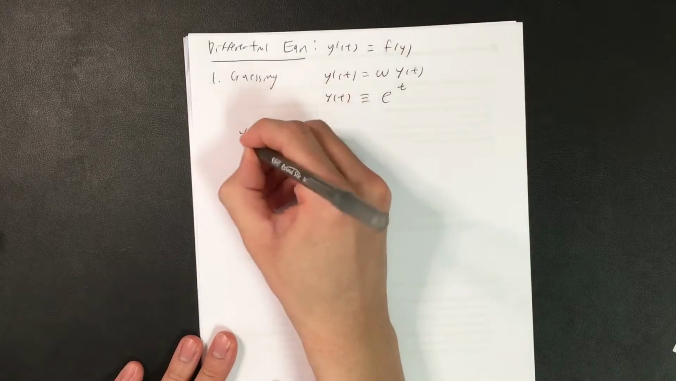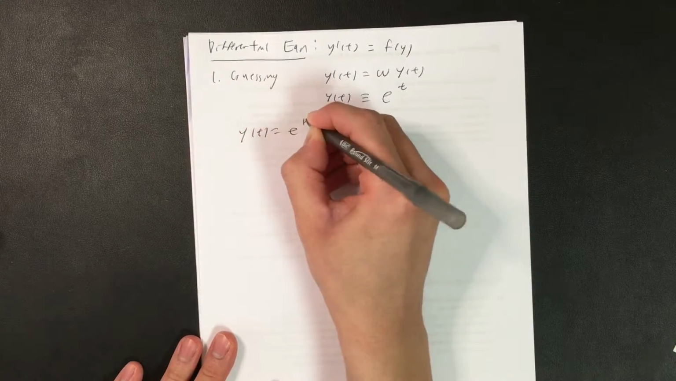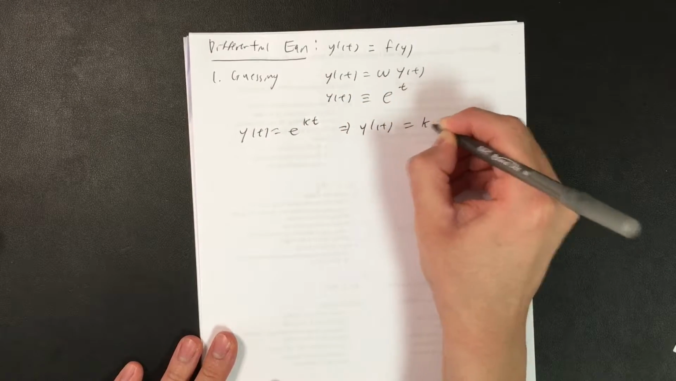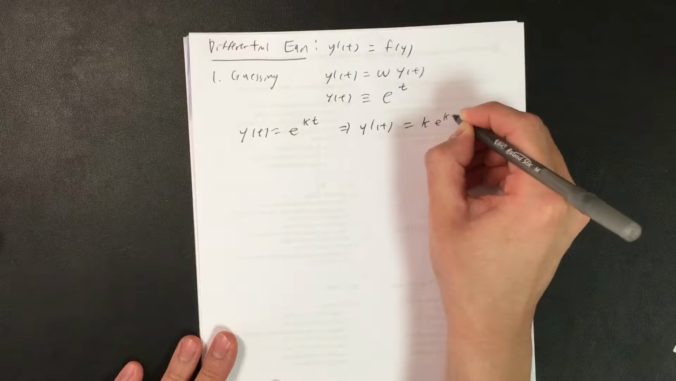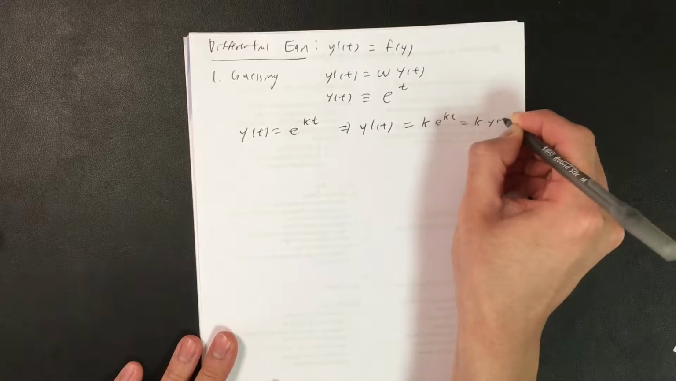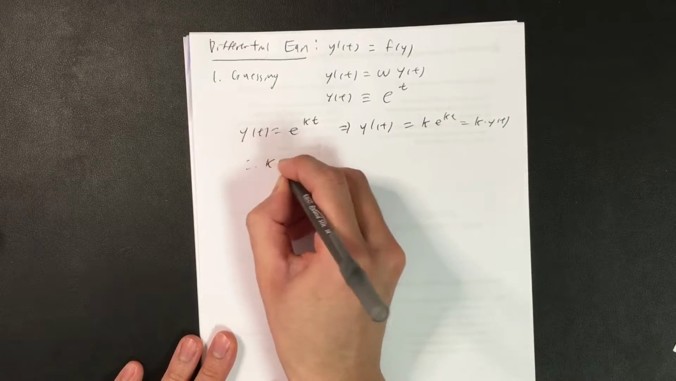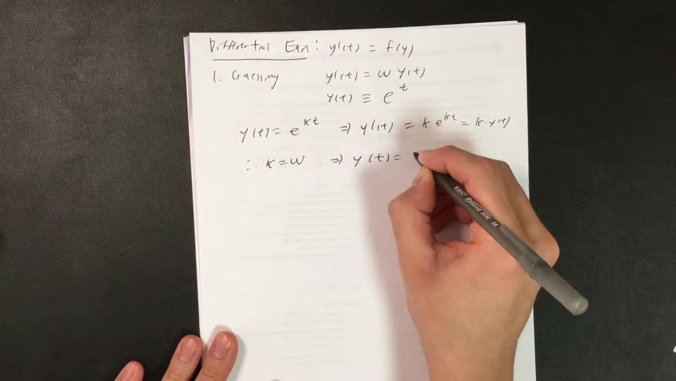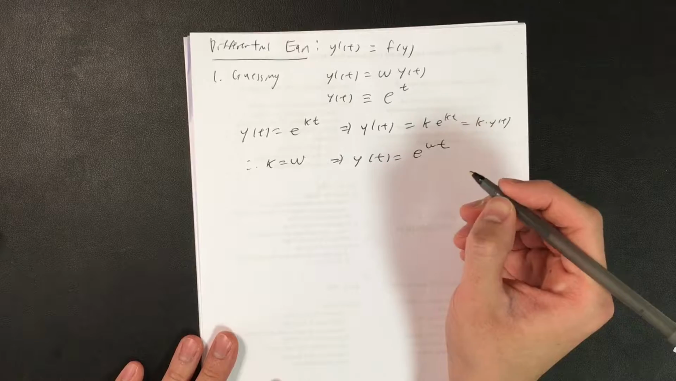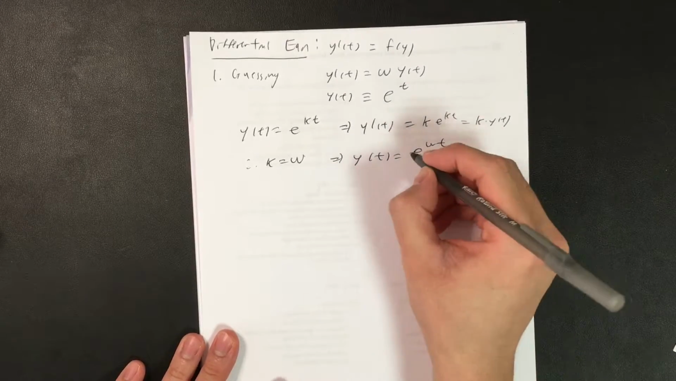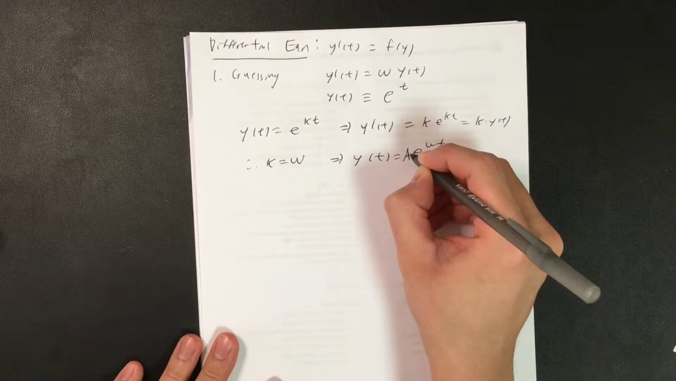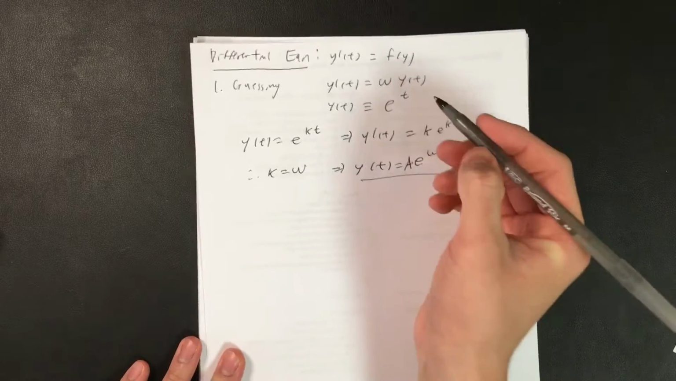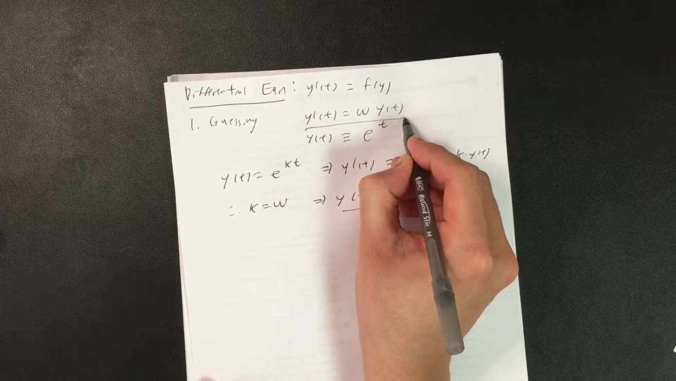But remember that if y of t equals e to the kt, then y prime of t, from the chain rule, equals k times e to the kt, which is k times y of t. So in this case, k equals omega, and therefore y of t equals e to the omega t. Additionally, we notice that we can multiply this solution by some constant a, and this solution will also fit into this differential equation.